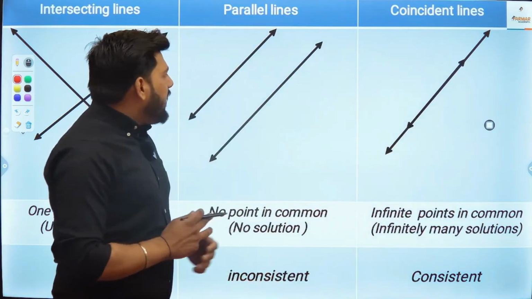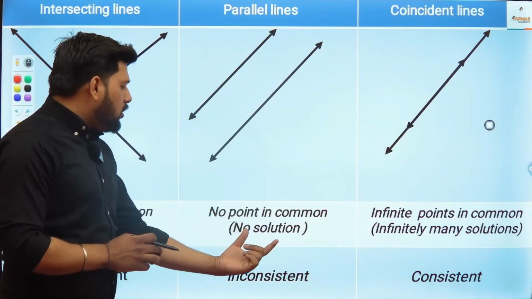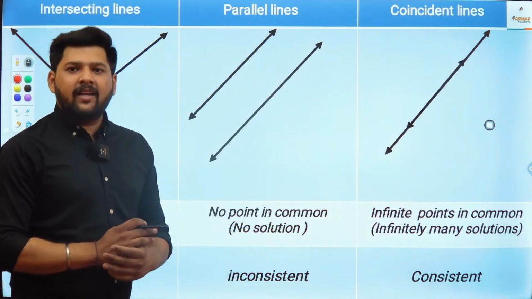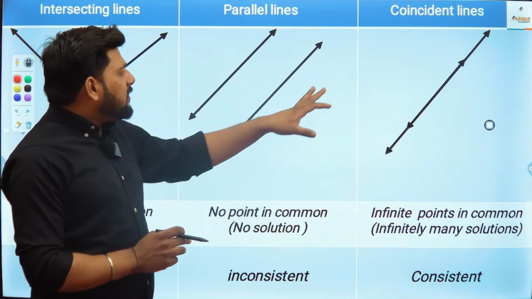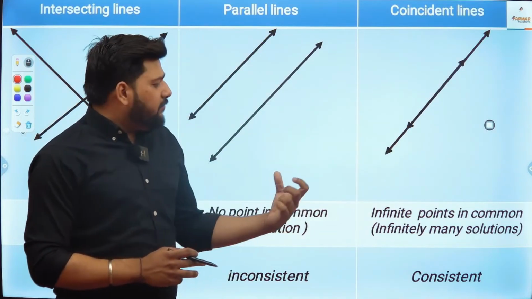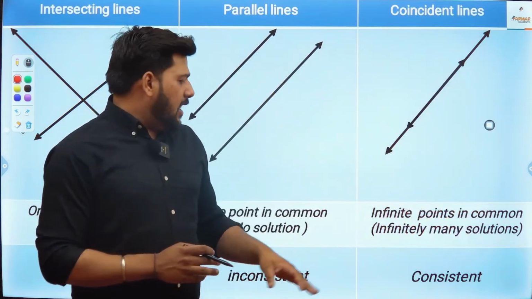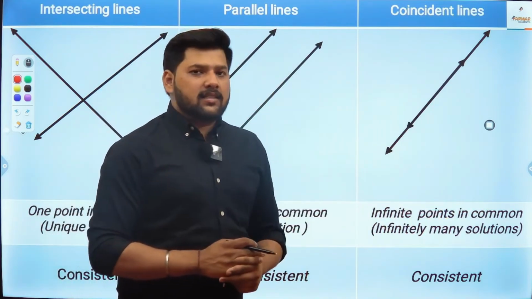And for the second, the lines are parallel, there is no common point, so there is no solution, and the system is called an inconsistent system. And in the third case, every point is a common point to both the lines, so there are infinitely many points in common, so there are infinitely many solutions, and this system is also called a consistent system.